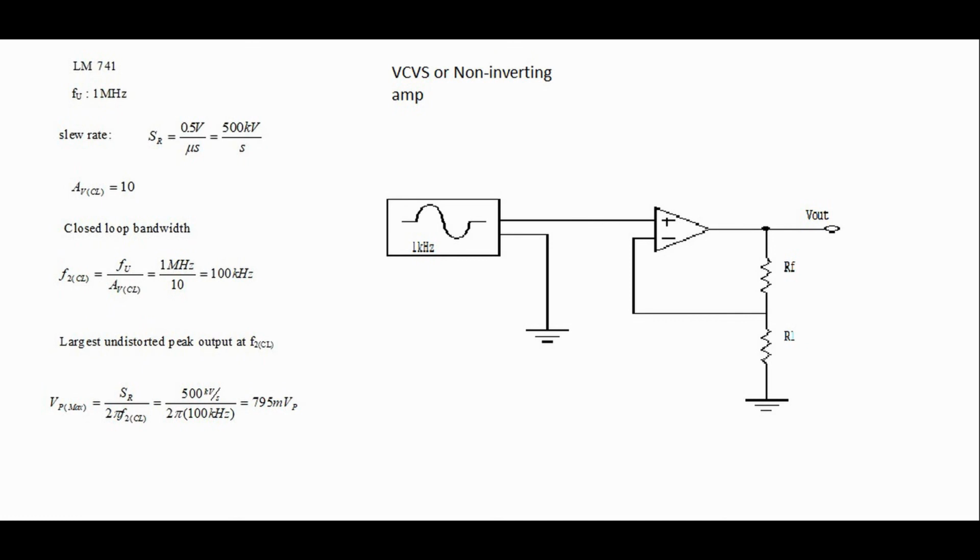We combine the slew rate and then the corner frequency to find the highest amplitude that we can put through the circuit. Usually the slew rate is expressed in volts per microsecond, but in this case we convert it to volts per second to simplify the calculation.